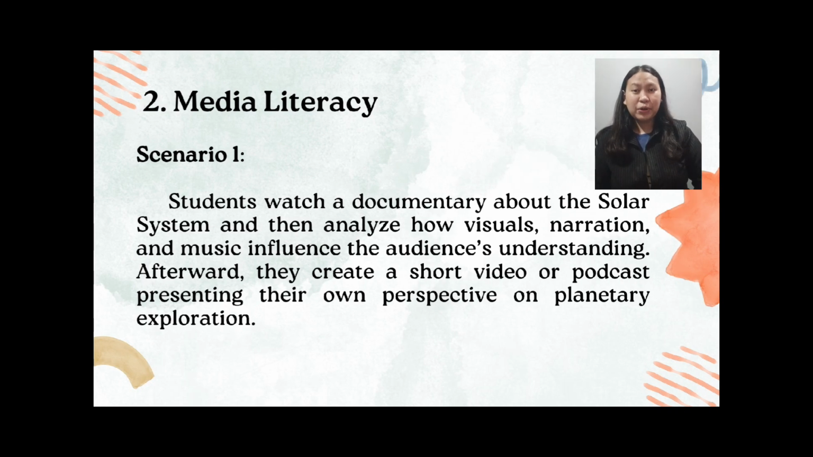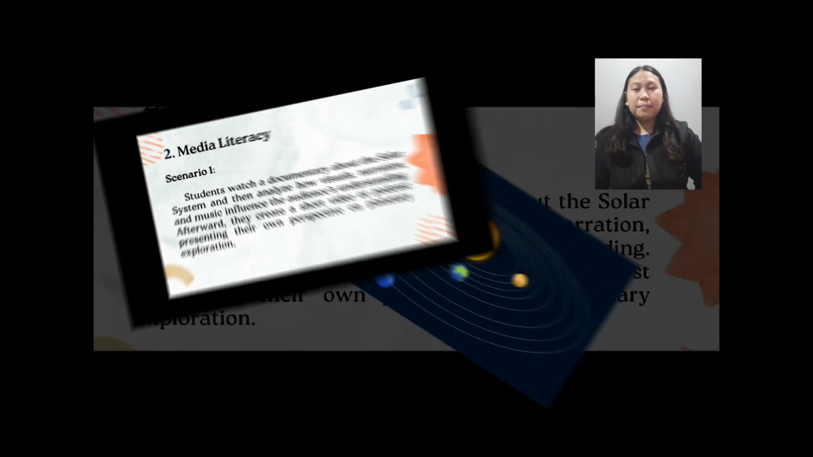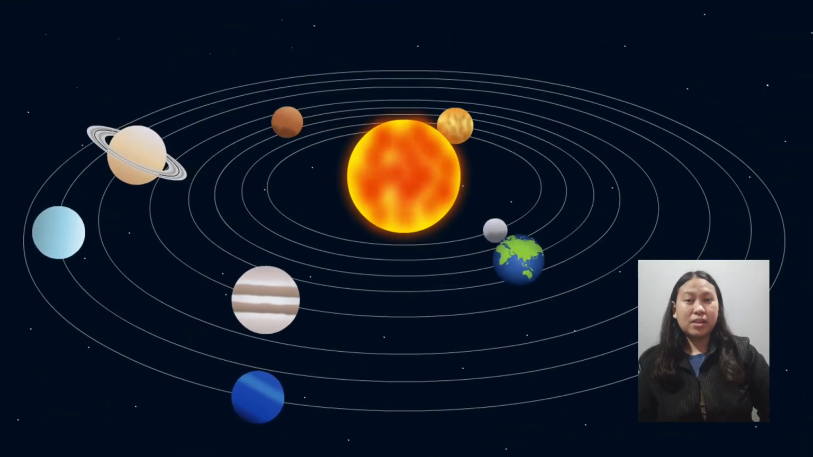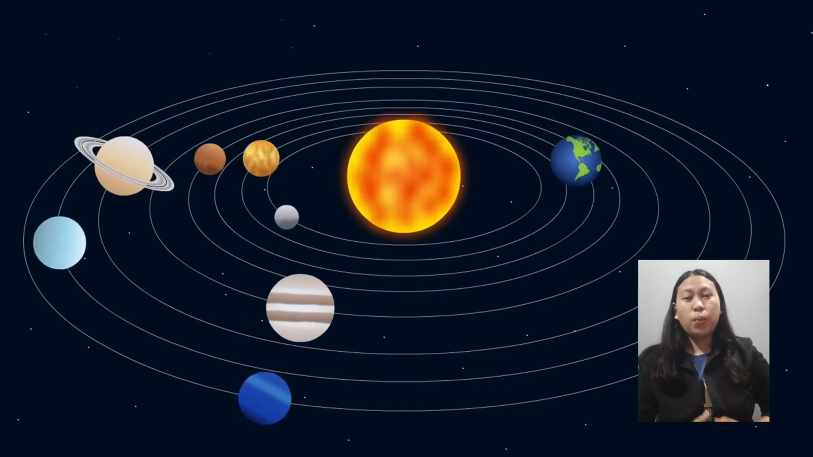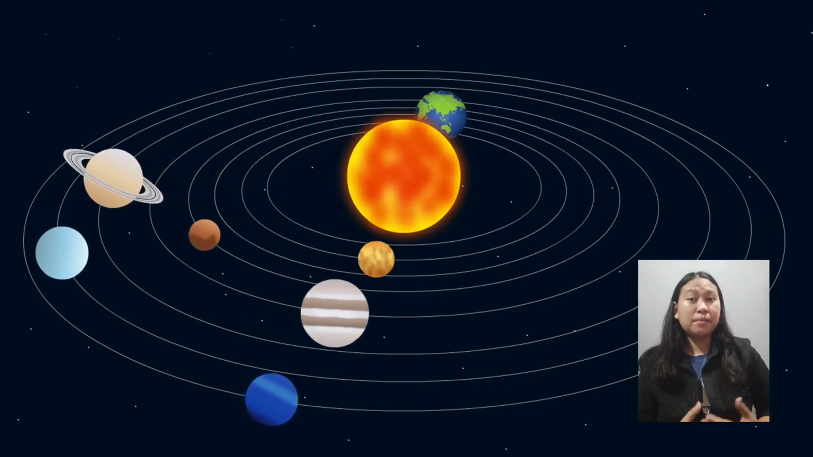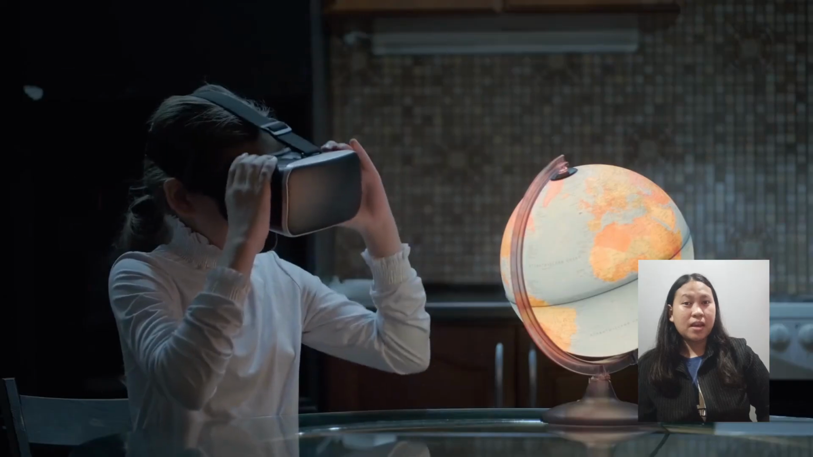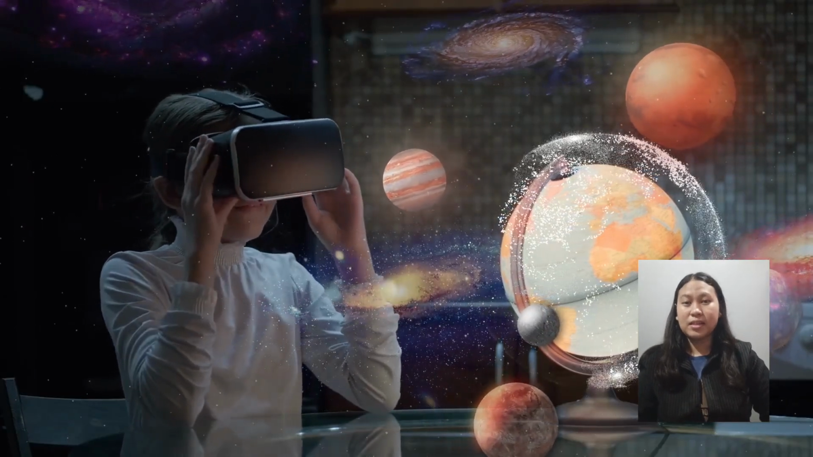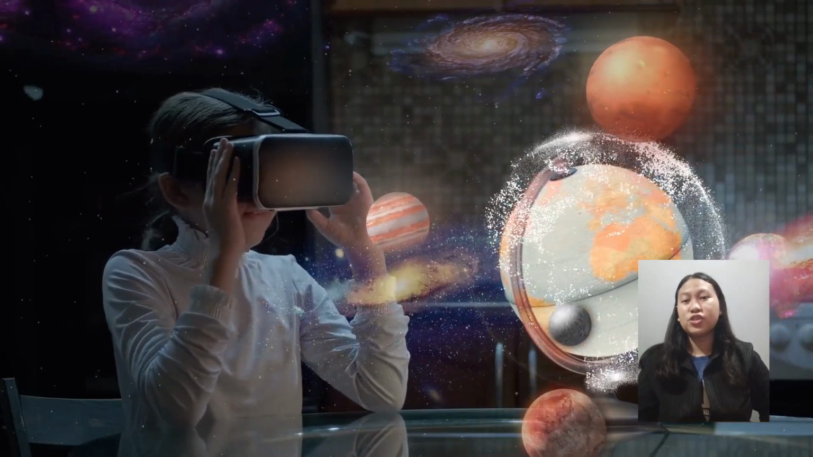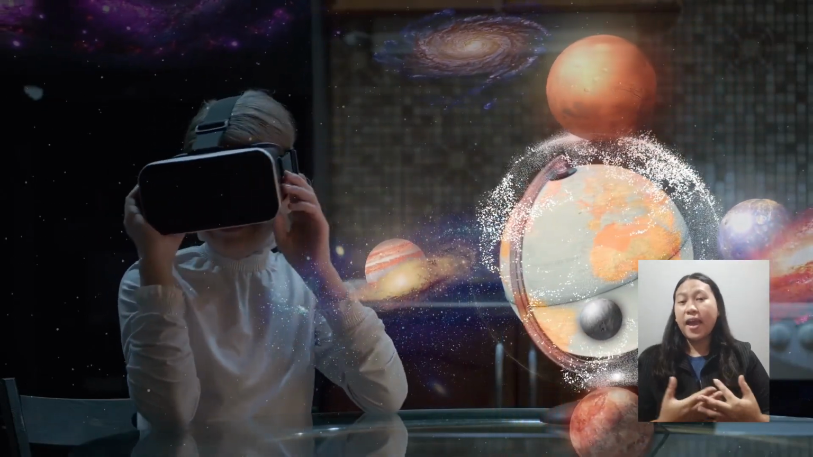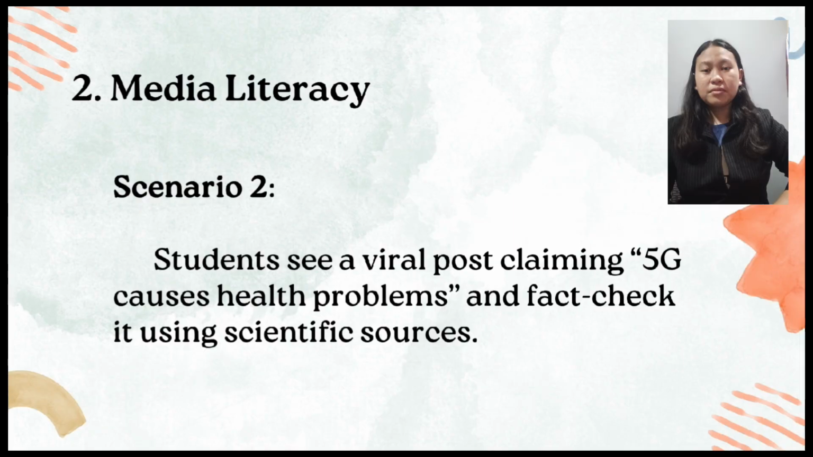So in this scenario, the class is watching a documentary about the solar system. Media literacy allows us to go beyond just watching. We analyze how the narration explains the planets and how the visuals, like animations or real telescope images, help us understand complex ideas. This shows us how media can shape the way information is presented and received. The second scenario is when the students encounter a viral post online claiming that 5G causes health problems.